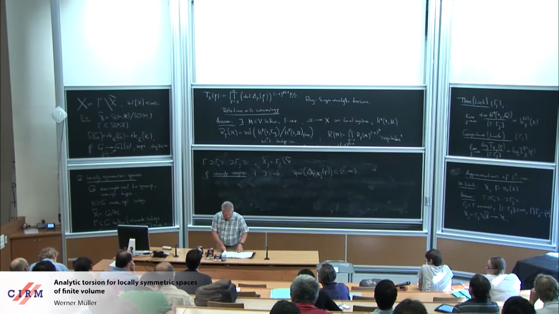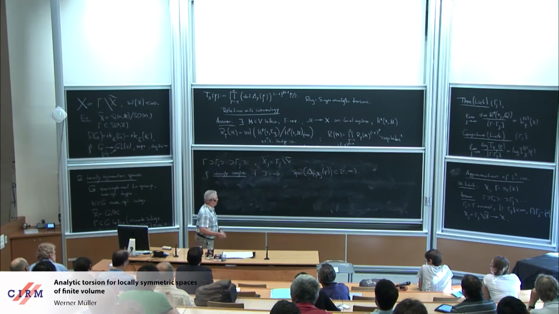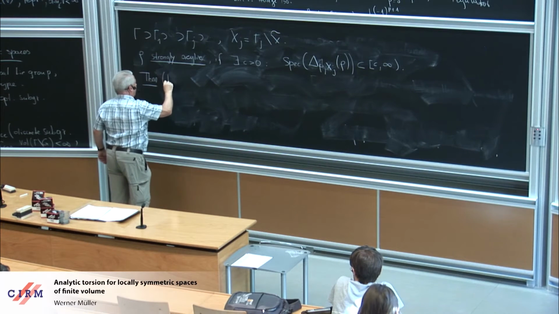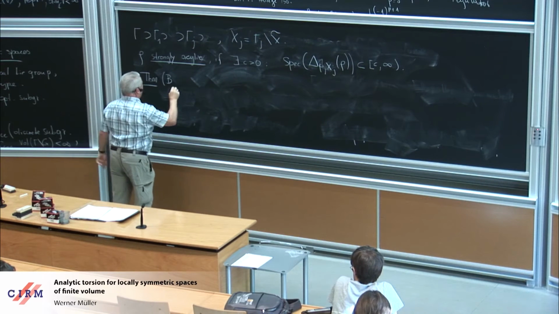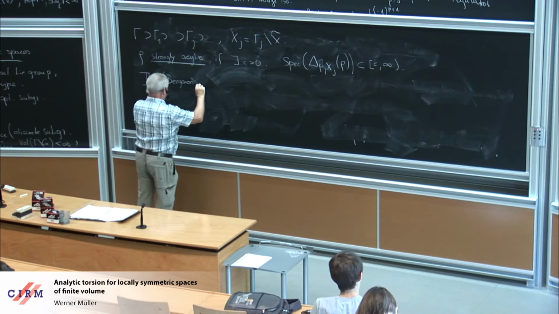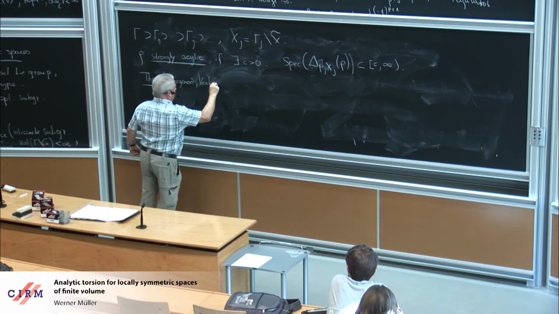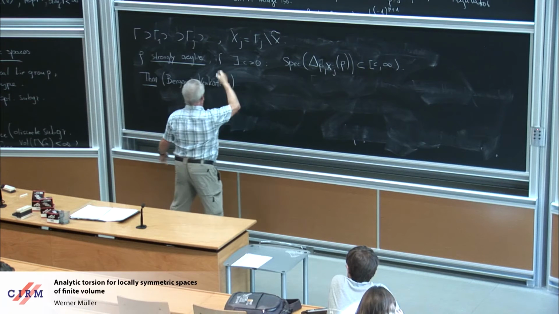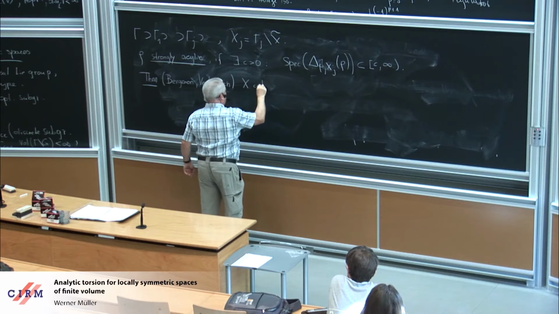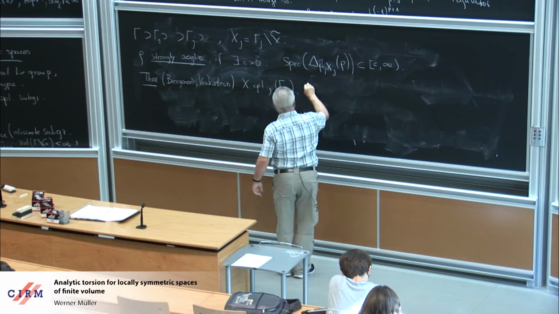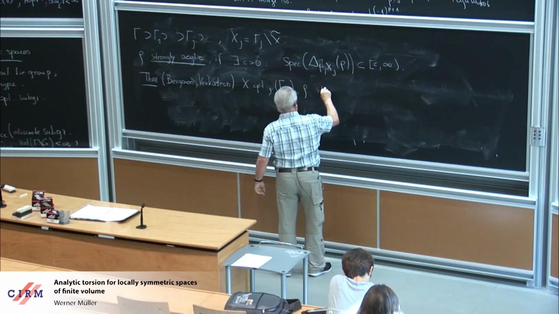Of course, the question is, do such representations exist? And the answer is yes, they do. It's possible to show that you can always find such representations. And then we have the following result of Bergeron and Venkatesh. So we are in this setup. X is compact. We have this tower of subgroups, and rho is strongly acyclic.